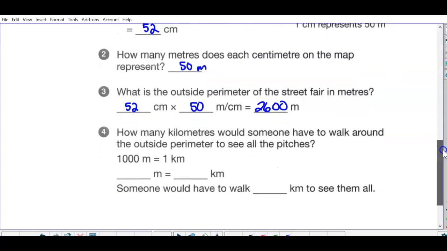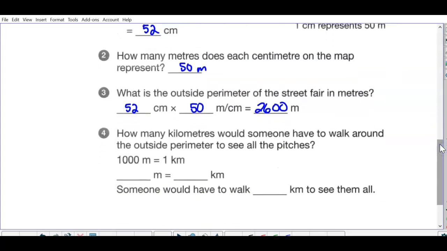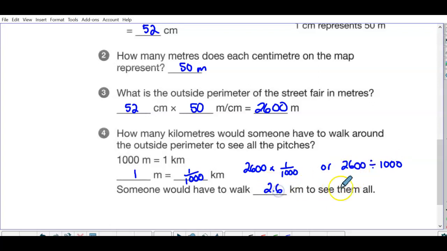is the distance around, and then we want to state that in kilometers. So how many kilometers would someone have to walk around the outside perimeter to see all the pitches? We know what it is in meters. We know that 1 kilometer is 1,000 meters. So 1 meter is 1/1000th of a kilometer, okay? Or you can just divide, so that means you would take 2,600 and multiply by 1 over 1,000, which is really the same as 2,600 divided by 1,000. Okay, so that moves the decimal 3 to the left. It's 2.6 kilometers to see them all.